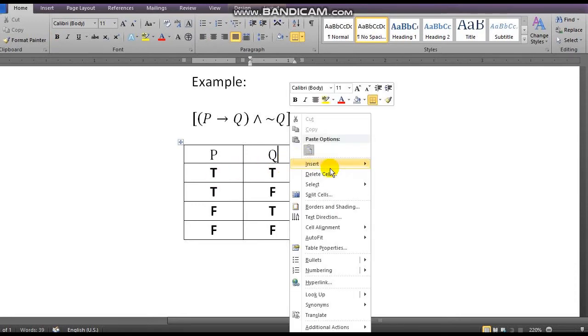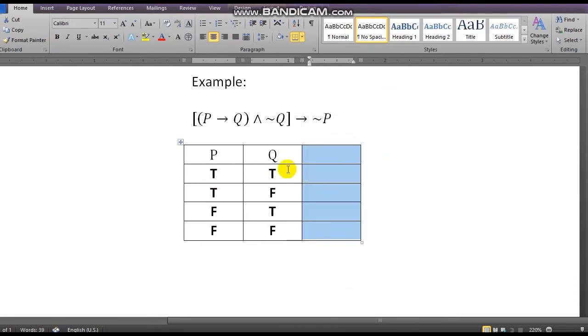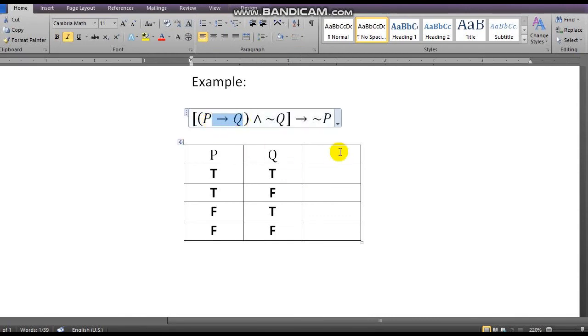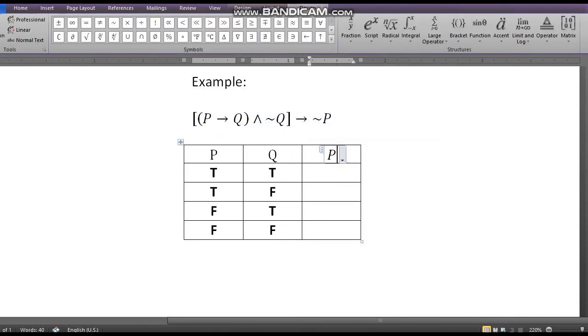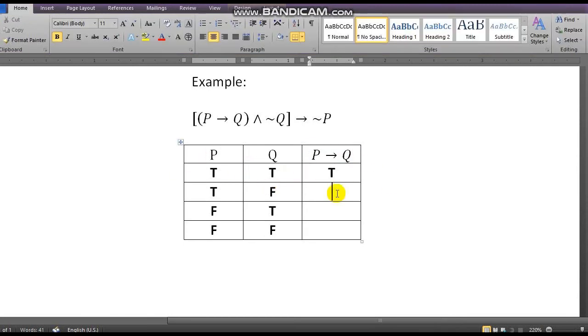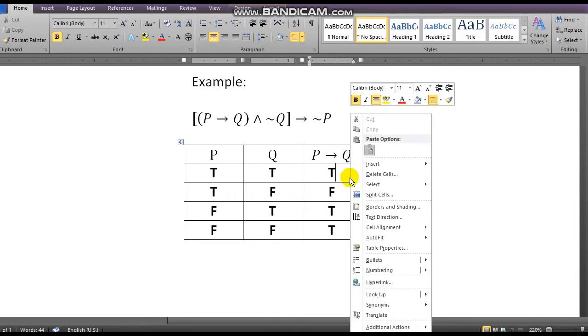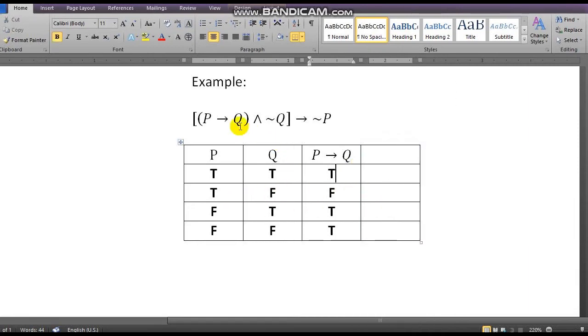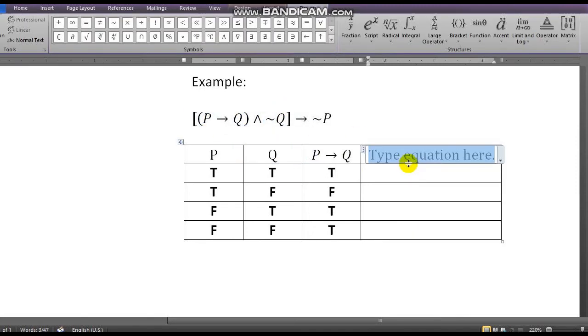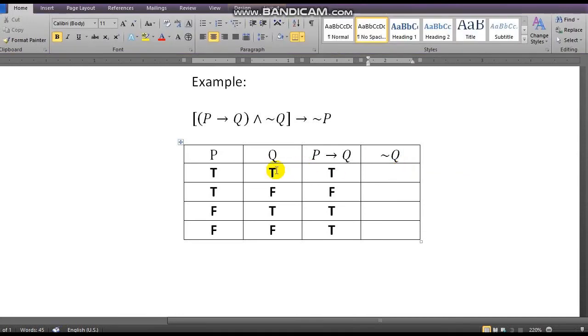Let's start with P implies Q. True, true, that is true. True, false, false. False, true, true. False, false, true. For implies, true, false is false; otherwise, it is true. Now we have P implies Q. Let's now have the not Q. If Q is true, then not Q is false. So we have false, true, false, true.